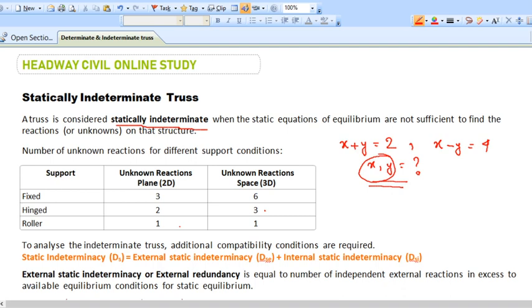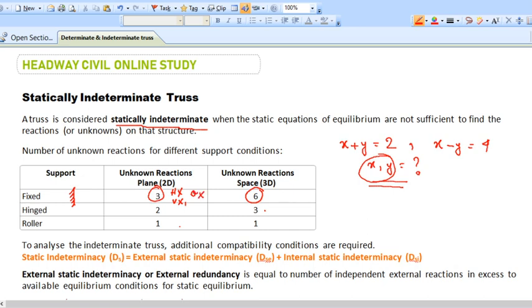Now what are these unknown reactions? These unknown reactions depend upon the support conditions. For the first one, that is the fixed support, which we generally note like this, there are 3 unknown reactions in 2D and in 3D there are 6 unknown reactions. Right? So in 2D there are 3. That means it is restrained from movement along the horizontal direction, it is restrained from movement along the vertical direction, and it is also restrained against rotation. So rotation is also 0.